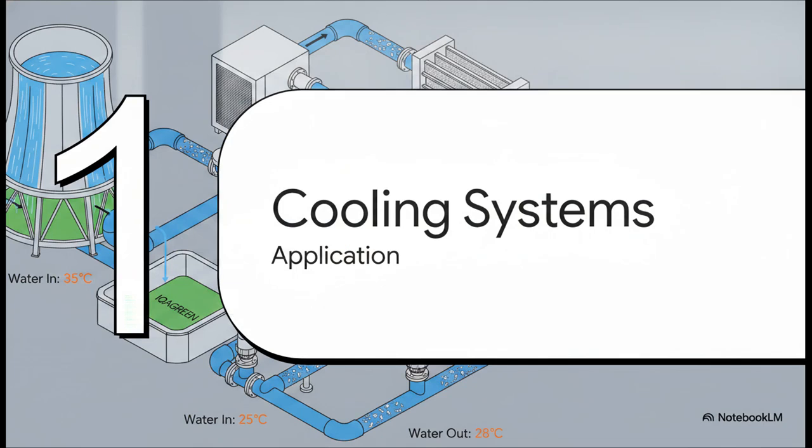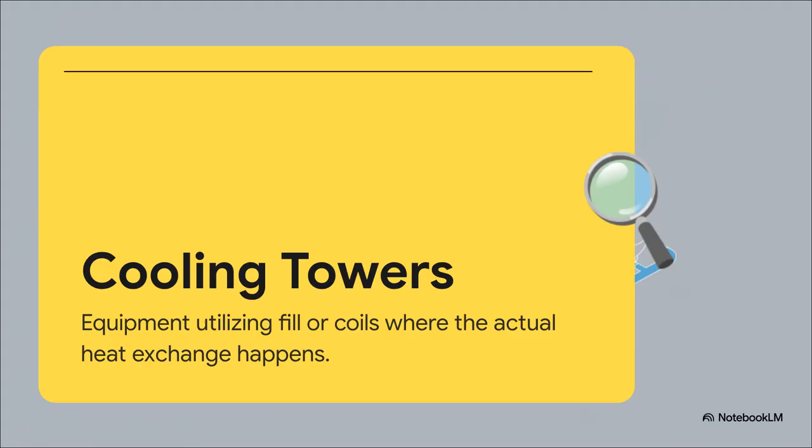The analysis begins with open cooling circuits. The primary equipment architecture for open cooling circuits relies on cooling towers and evaporative condensators. These are units utilizing fill or coils where the actual heat exchange happens. Often, these primary units are supplemented by additional heat exchangers. This includes centrifugal chillers, shell and tube exchangers, or plate exchangers.